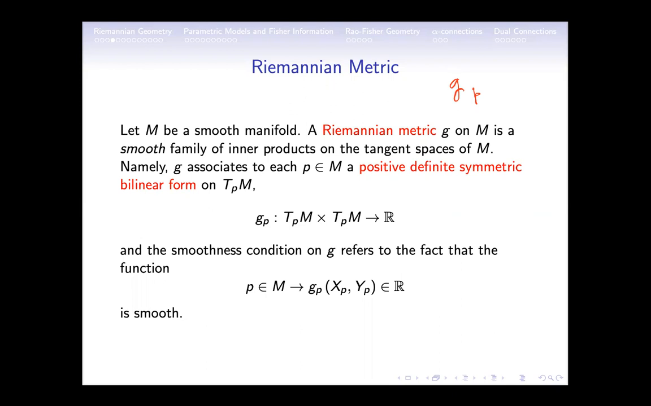One thing we can note here is that to define a Riemannian metric, we need to define a positive definite, symmetric bilinear form on T_pM, the tangent space at the point p. We don't really need to define the inner product for all the vectors. We can just do it for the basis vectors, and that will be sufficient to get the inner product of any other two vectors. That is something we will see later.